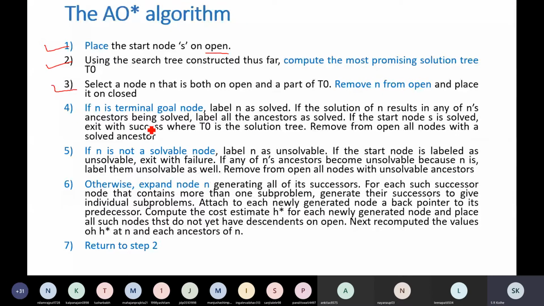Now there are different possibilities. This node N can be a goal. If it is a goal, label that as solved subgoal. Already we have seen that if you reach the terminal goal, then you have to label that as solved. If the solution of N results in any of N's ancestors being solved, then label all the ancestors as solved. Already we have seen this.